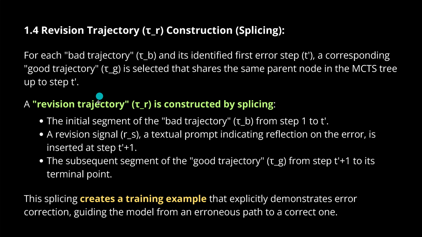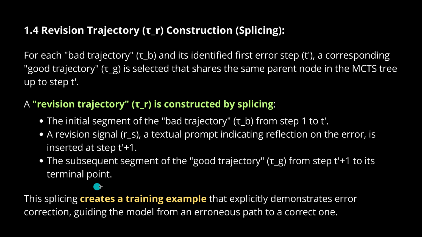Now it's easy. The initial segment of the bad trajectory, so this means from step 1 to t, is chosen. Then we have this revision signal, could be a textual prompt indicating the reflection on this error here, is inserted here at the step t plus 1, and the subsequent segment of the good trajectory from the step t plus 1 to its terminal point is now spliced. So you see, we have now beautifully constructed a revision trajectory.